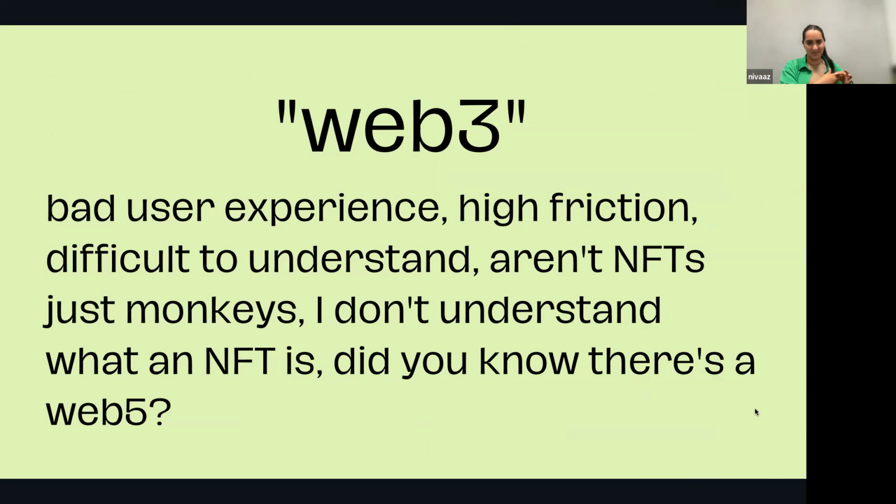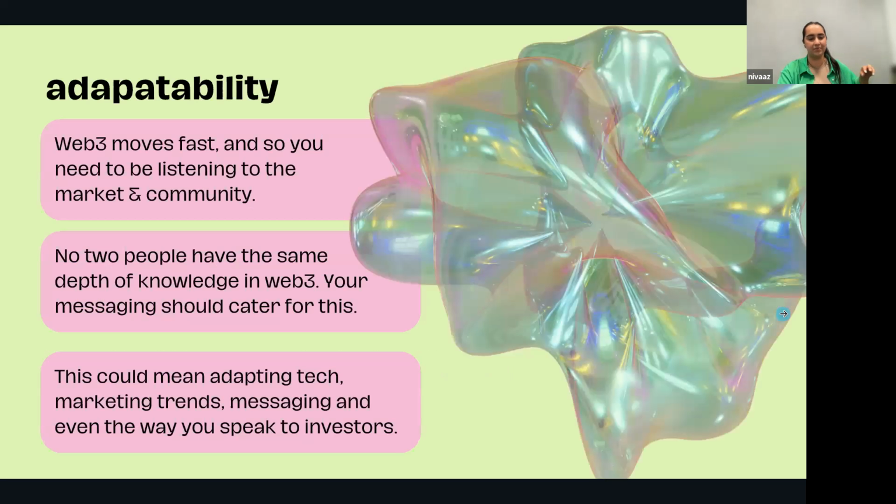So as I said before, we've been talking to VCs, different users and even different brands, and people often just immediately think all these different things like bad user experience, high friction, difficult to understand. Or they think about the headlines that they've read, like monkeys. I don't understand what an NFT is. Did you know there's a Web5, completely unrelated, weird buzz stuff that's been thrown around the internet? And so I think having some kind of visual or just being really, really clear on what you're building, how you're building it, the problem that it solves is really, really critical. And this all ties into, again, that user experience.